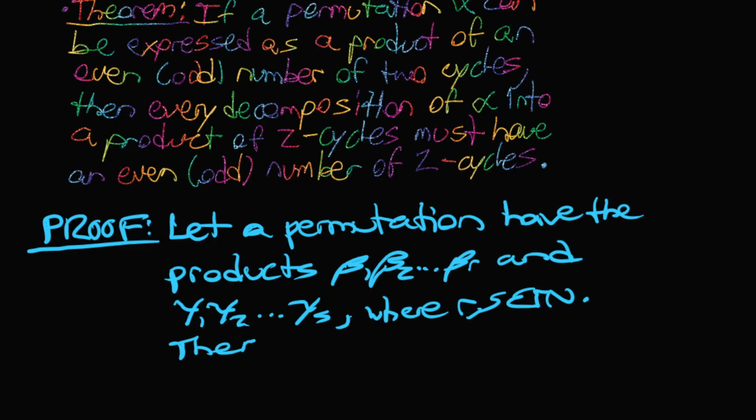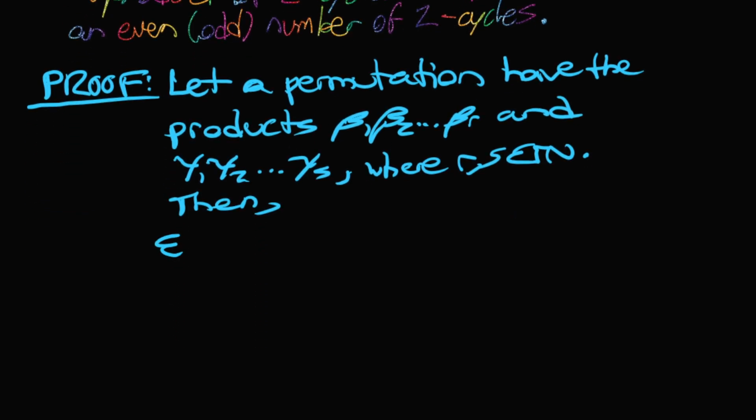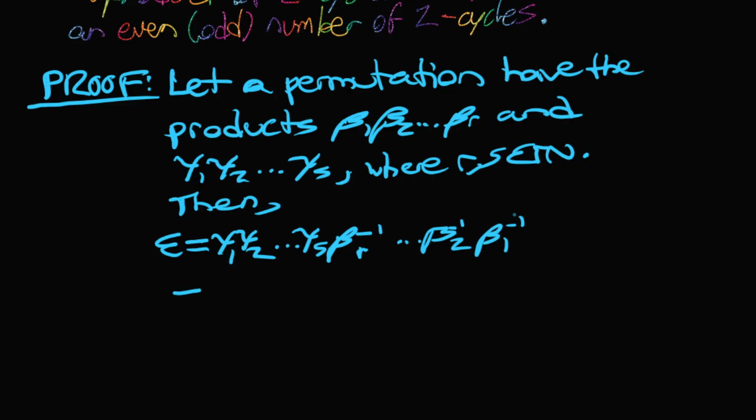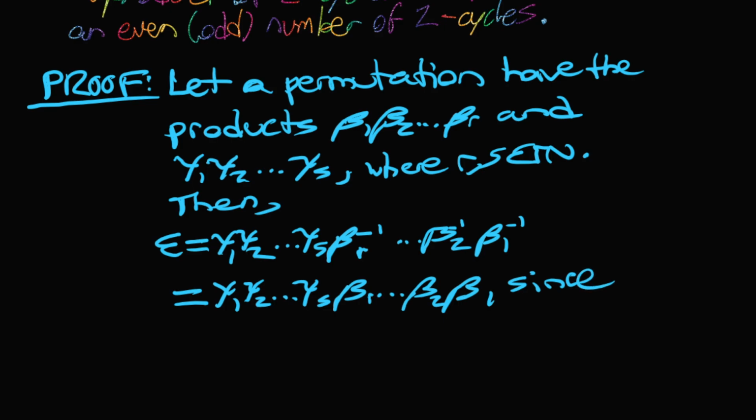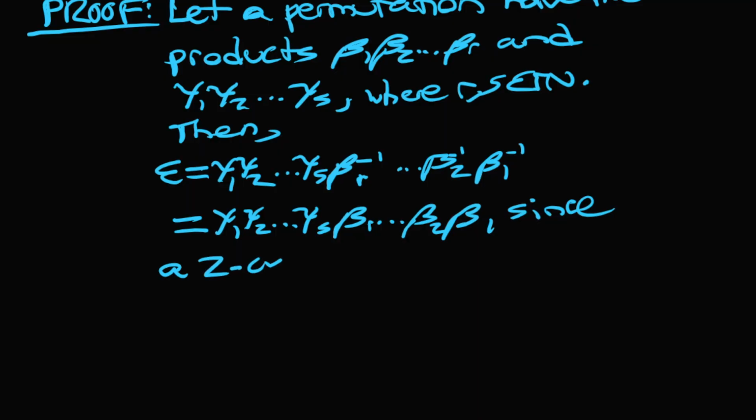So then we can find that epsilon equals gamma 1, gamma 2, so on and so forth, up to gamma s, and then beta r inverse, so on and so forth, up to beta 2 inverse, beta 1 inverse, is equal to beta 1, gamma 2, so on and so forth up to gamma s, and then beta r, so on and so forth up to beta 2 and beta 1, since a 2 cycle is its inverse.